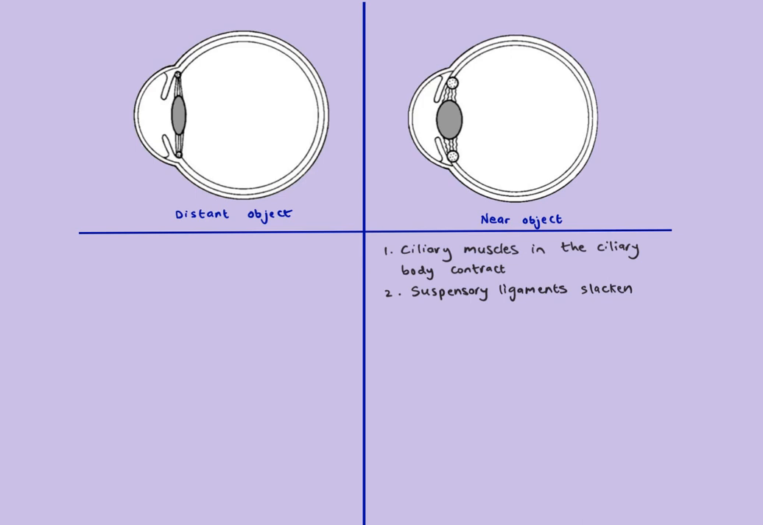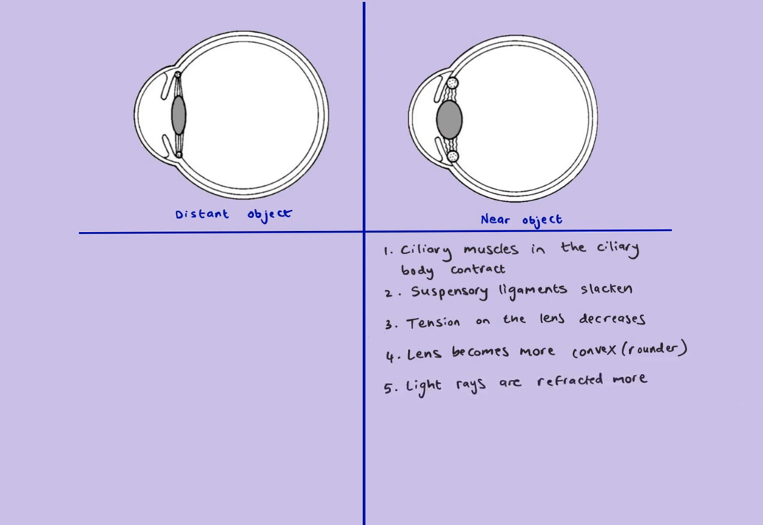So the tension on the lens decreases. So then the lens isn't being pulled. It's like taking off skinny jeans after a very long day of wearing them. The tension on your tummy will decrease and you can let your tummy go. So that means the lens becomes more convex, which means rounder. So if you look at this picture, it is physically a rounder lens than that one. And the reason it becomes rounder or more convex is to refract the light rays more.